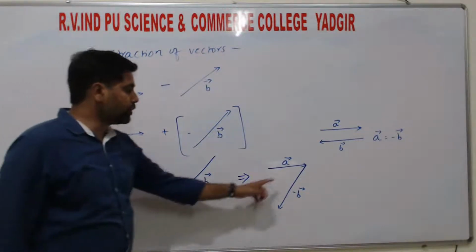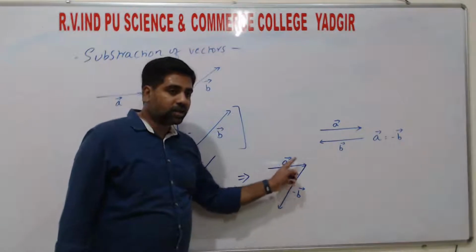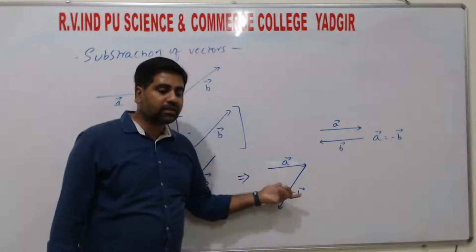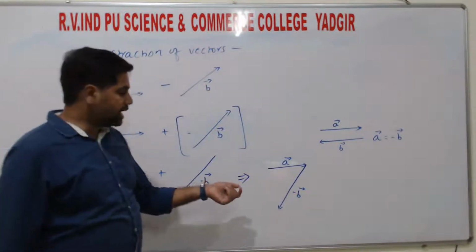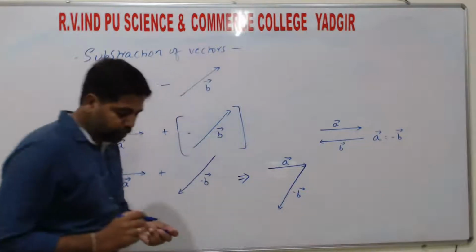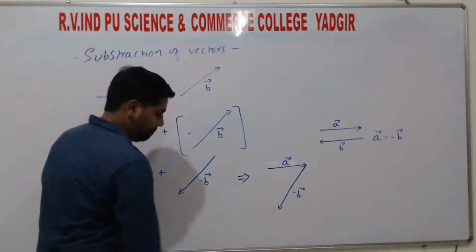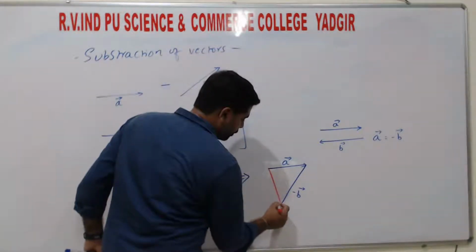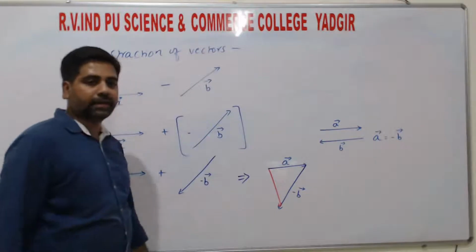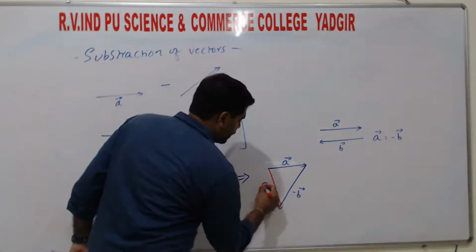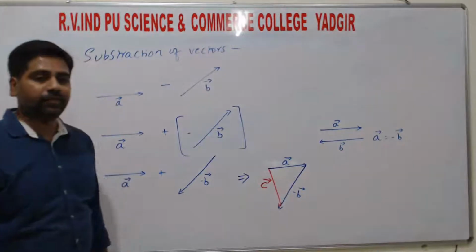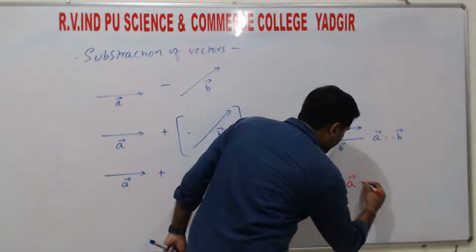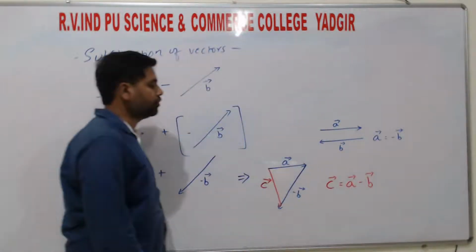Then these two represent two sides of the triangle which are taken in order. If you observe here, this is in the clockwise direction, so the resultant will be taken in the opposite direction. That means the resultant will be drawn from here like this. So this gives the resultant, that is vector C. So that means vector C is equal to vector A minus vector B.